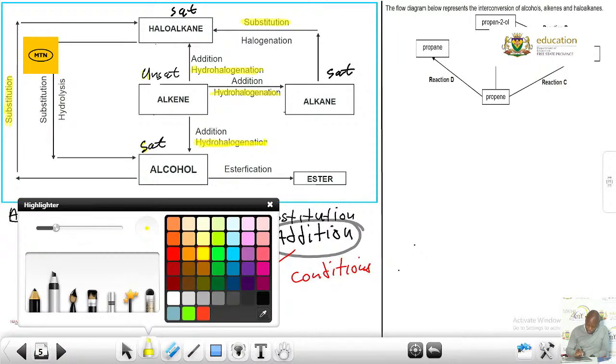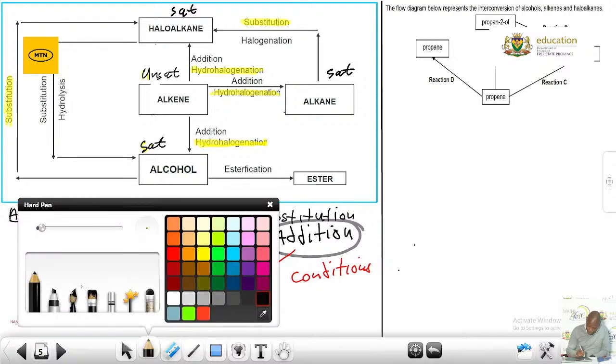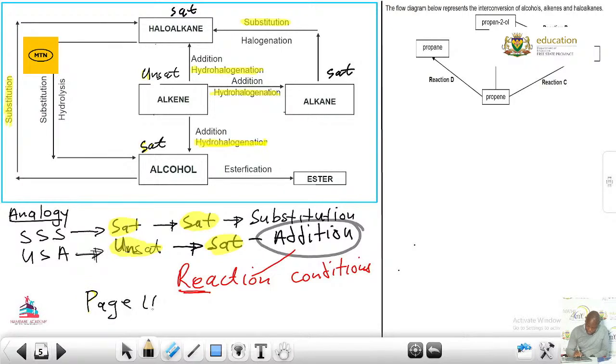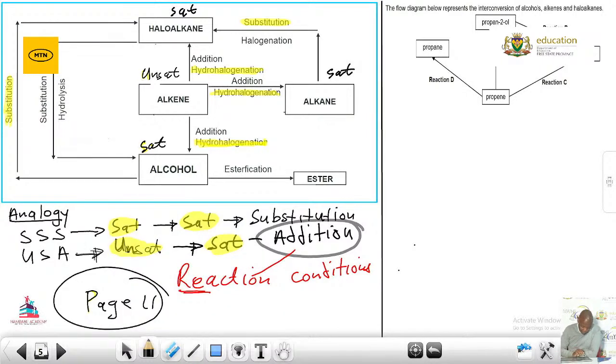So I want to refer you to our terms and definitions, page 11, which is very important. It will give you all the possible reaction conditions. If I were to go into each one of them, I would not be able to complete the presentation and share the other critical ideas of how to go about this paper. This was a sketch from a typical exam paper. I am quickly going to apply the analogy, and I am going to start here with propan-2-ol.